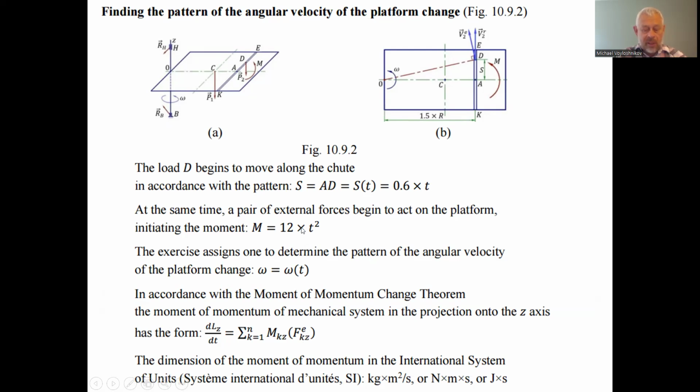We have a couple of certain forces. Assume that the two external forces couple cause the external moment. So it equals this, only one. The action of the external moment leads to change of the kinetic moment, or moment of the momentum. The dimension of the momentum in the international system of units, the French language SI, is kilos by meter squared divided by second, or Newton multiplied by meter multiplied by second, or just joule, the unit of energy, multiplied by second, etc.